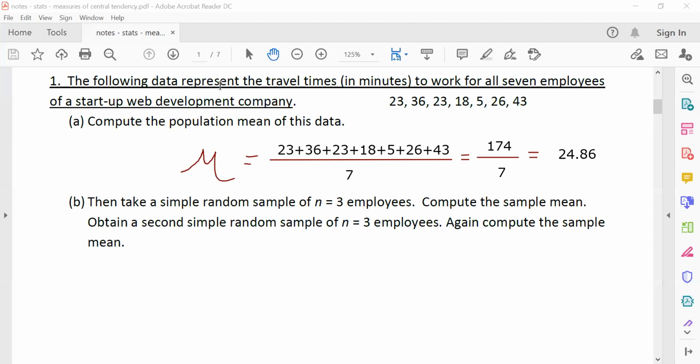So I'll show you an easy way to take a simple random sample. I'm just going to number these, and then 5 happened to be the 5th one. That's the first person is 23, the second person's drive was 36. I'm going to go to Google, and I'm going to say the magic words.